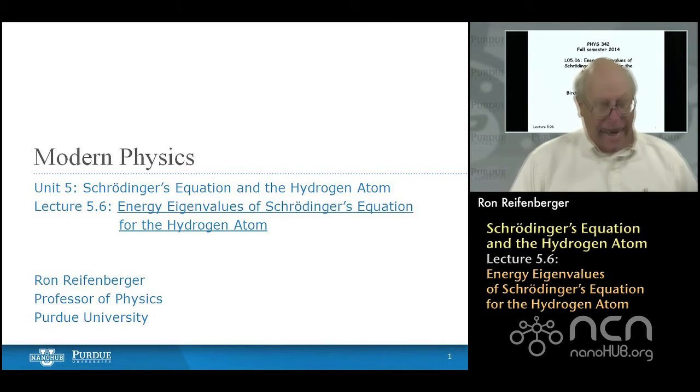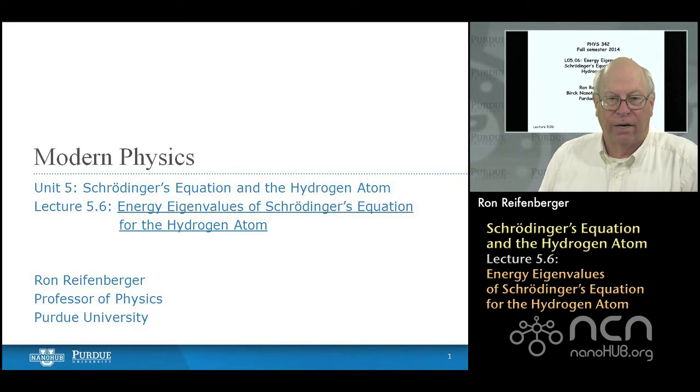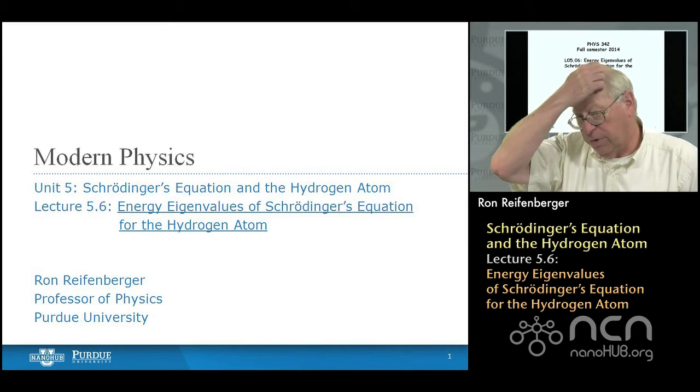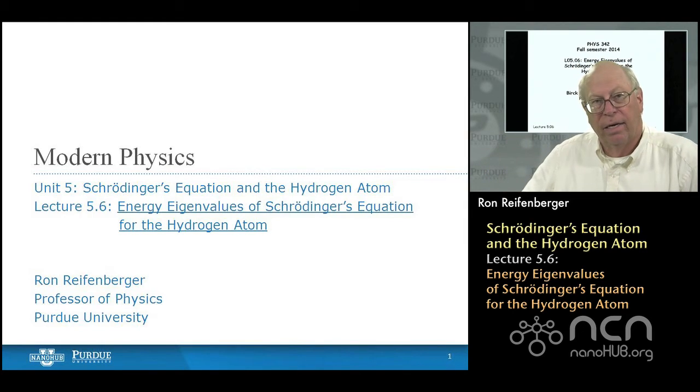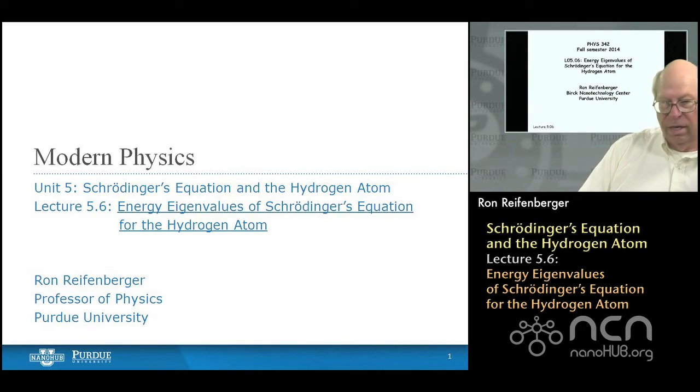Hi, welcome back. In this particular lecture, we want to focus on the energy eigenvalues that come out of the radial Schrödinger's equation. And we want to, in particular, enumerate the allowed energy states that the electron can have when it's bound to a proton to form this hydrogen atom.